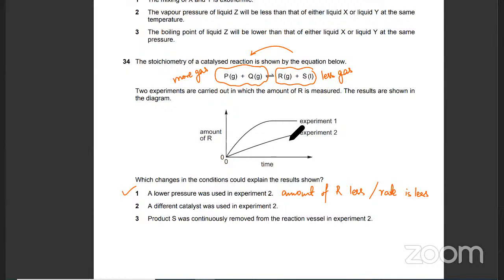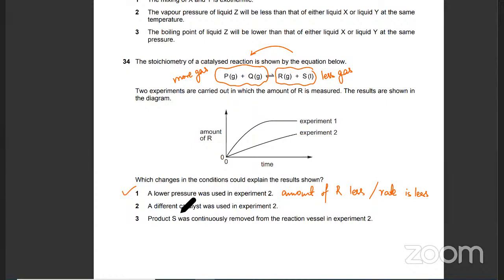Sir, in this equilibrium, the moles on both sides are equal, so pressure should have no effect, right? No, because you have to count the moles of gas. You've got 1 mole of gas over here. You've got 2 moles of gas on that side.